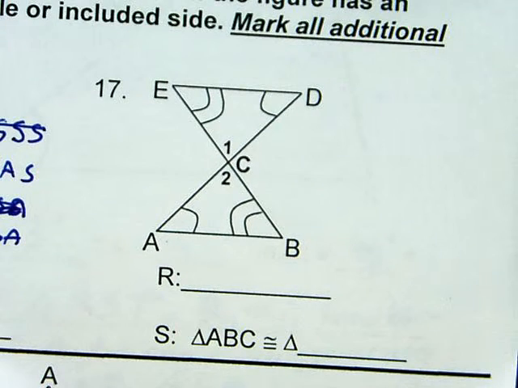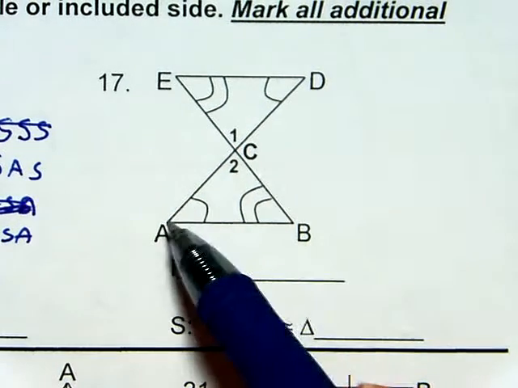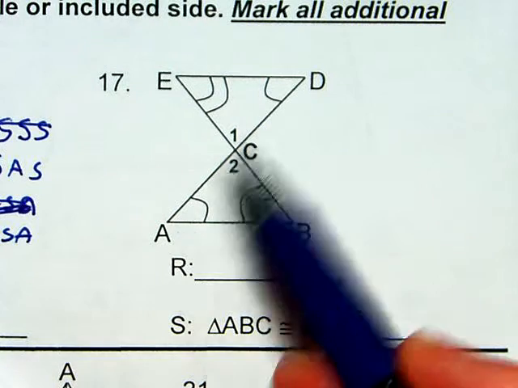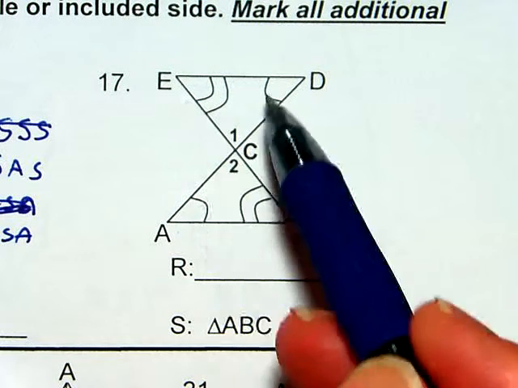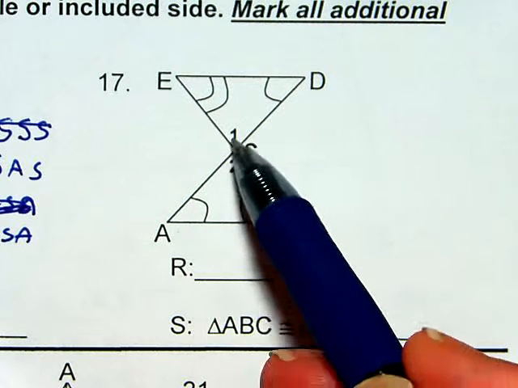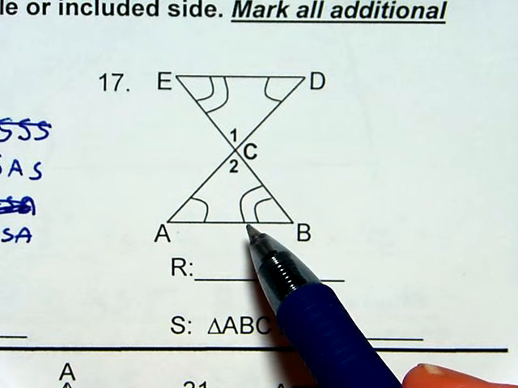Well, we know that angle A and angle D are congruent. We know that angle B and angle E are congruent because they have double lines. D and A have single lines. But what do we know about angles 1 and 2? They are congruent as well.